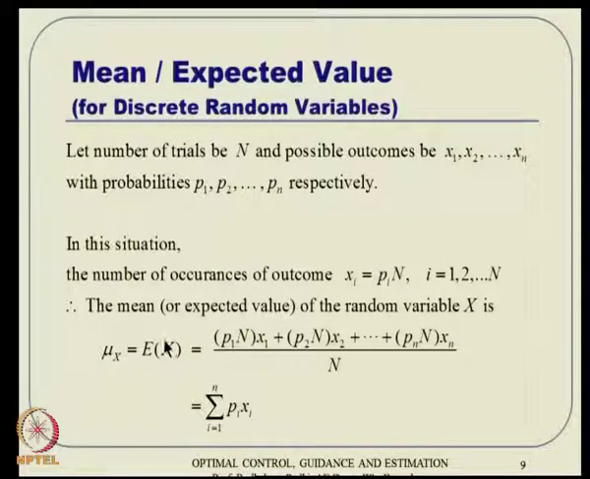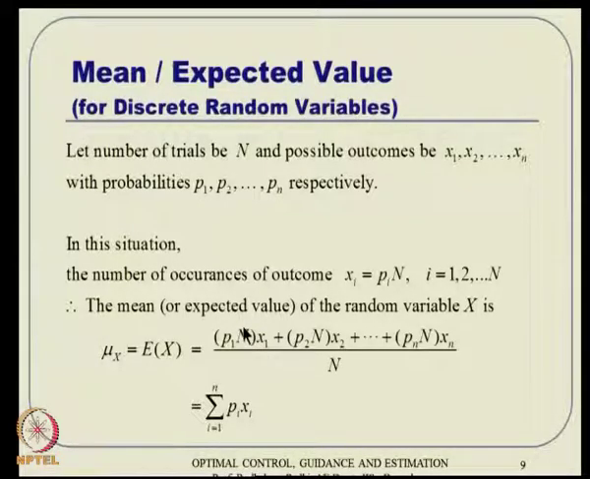So, the mean turns out to be something like this: p1 times n times x1, then p2 times n times x2, and all the way up to pn times n times xn, divided by the total number of trials, n. Then n cancels out everywhere, and it turns out that it is nothing but the summation of pi xi.